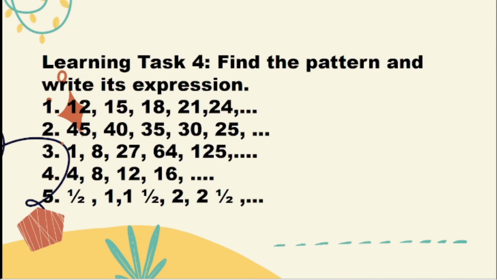For our learning task number 4, find the pattern and write its expression. Okay? You will find the pattern and write the expression. And to be able to know the pattern and the expression, you need to go back to our previous discussion. So may I read number 1? 12, 15, 18, 21, and 24. If the sequence is like that, what are you going to do, or how will you be able to get the pattern, and how will you be able to write the expression?